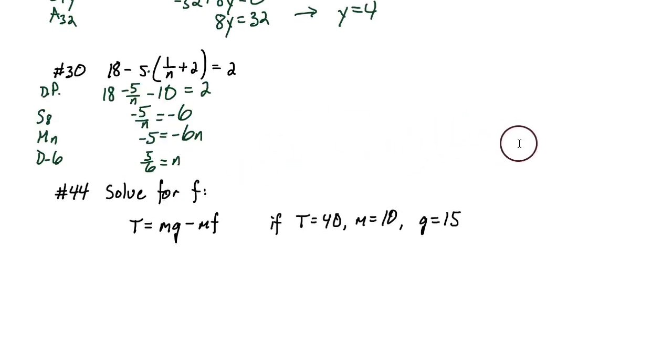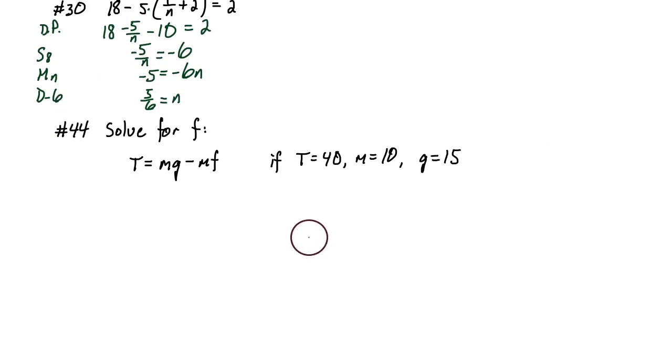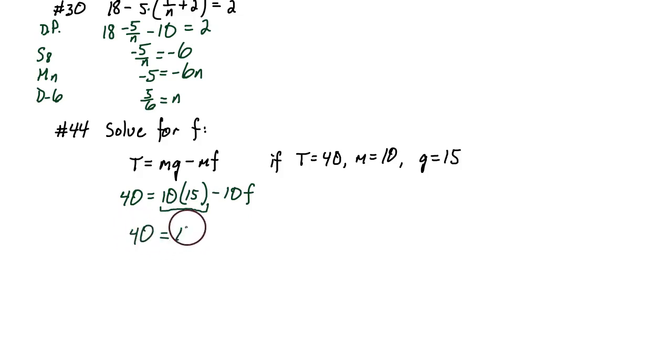Finally, number 44. Solve the equation for the letter f by filling in numbers for all the other letters. For capital T, we're supposed to substitute 40. For M, we're going to fill in 10. For G, we're going to fill in 15. For M, we were filling in 10, and it's the letter F that we don't know a number for. Now let's solve this. The first thing we might do is simplify that 10 times 15 portion. That's 150.